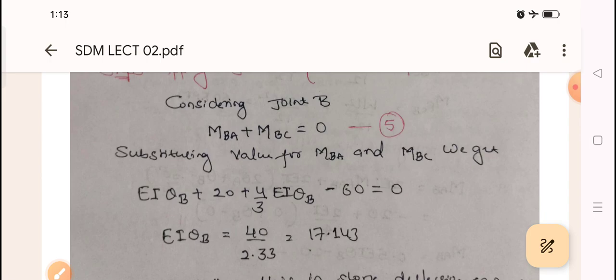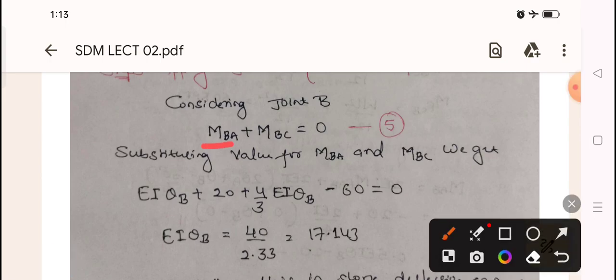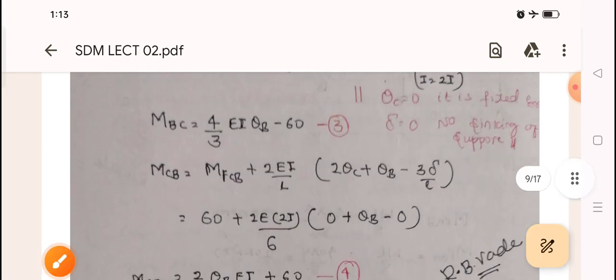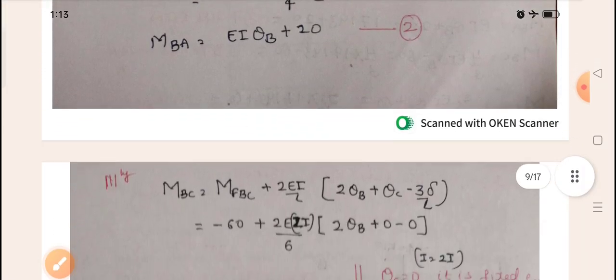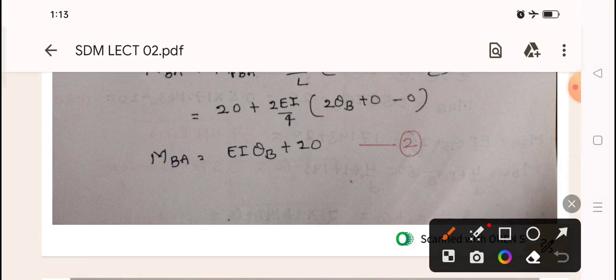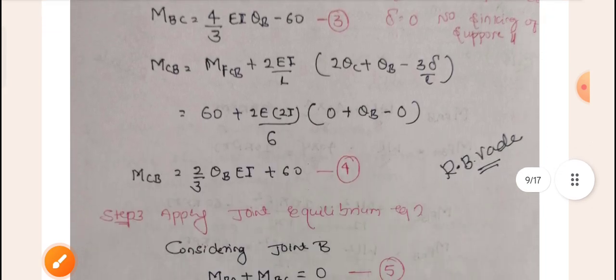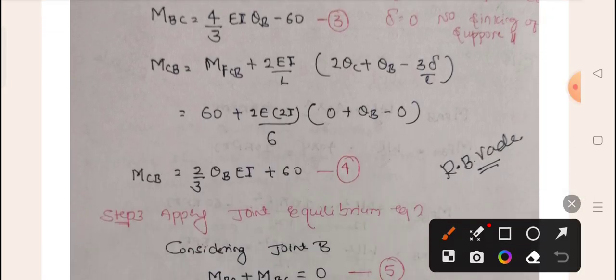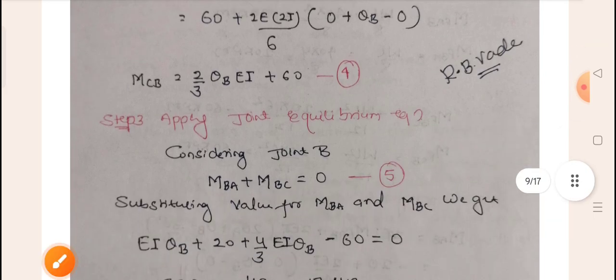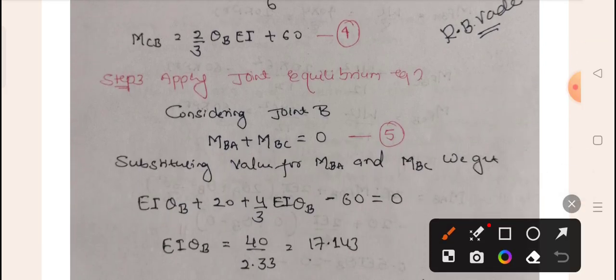Just now I calculated the equations for MBA and MBC. So I substitute the formula of MBA, where it is calculated, I will show you here. So this is MBA, this value has to be substituted. And next one what? MBC. So this is MBC. This value should be equal to 0, because of the joint equilibrium condition. So after substituting MBA and MBC, that is equal to 0.